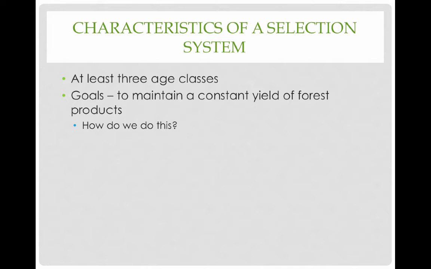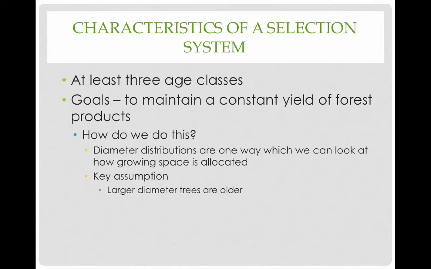One way we can do this is looking at diameter distributions. In a previous class, we went outside, we measured some trees, and I also had you do some diameter distribution. It's one way we can look at how growing space is allocated. And one of the key assumptions, and we'll talk about this more in class, is that larger diameter trees are older. We're going to talk about this key assumption and how it doesn't always hold up. Those larger trees are not always older.